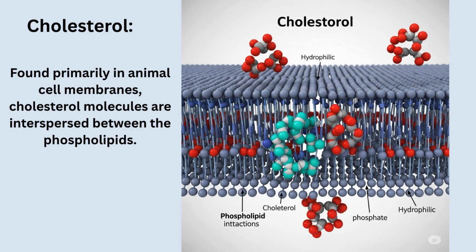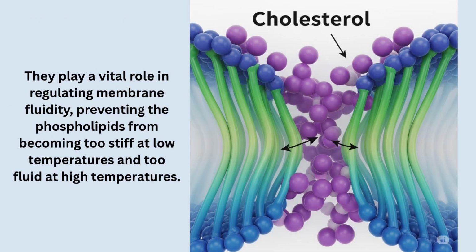Cholesterol. Found primarily in animal cell membranes, cholesterol molecules are interspersed between the phospholipids. They play a vital role in regulating membrane fluidity, preventing the phospholipids from becoming too stiff at low temperatures and too fluid at high temperatures.